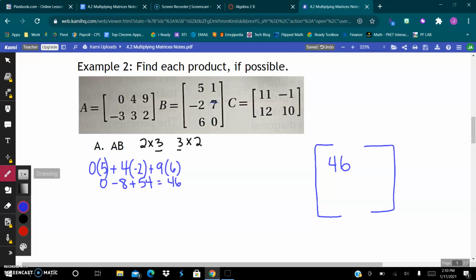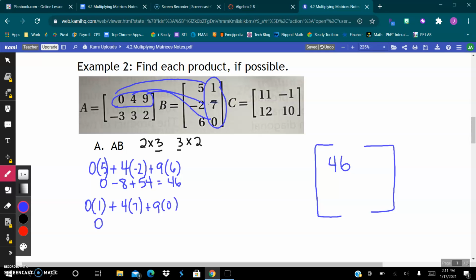Then we are going to do the first row again, but the second column. So we have the firsts, 0 and 1. Then we have to add the middles multiplied together, 4 and 7. And then we have to add 9 times 0 for the third one. So we have 0, we have a 28, and we have a 0. So that one's going to be 28.